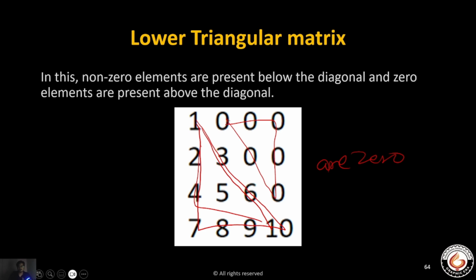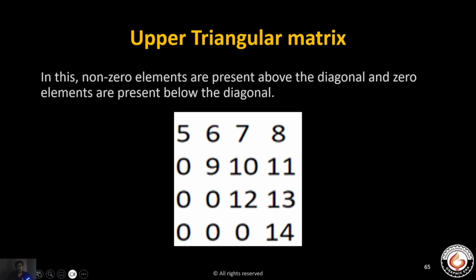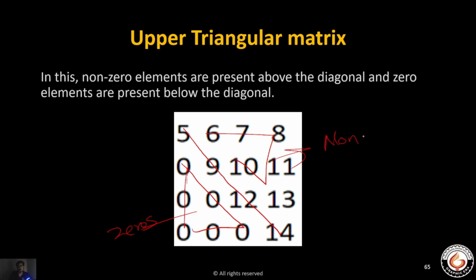Now we will learn about the upper triangular matrix. An upper triangular matrix means all the non-zero elements will be present at the diagonal and above the diagonal, and below the diagonal will be all zero values, and the upper part will be non-zeros.